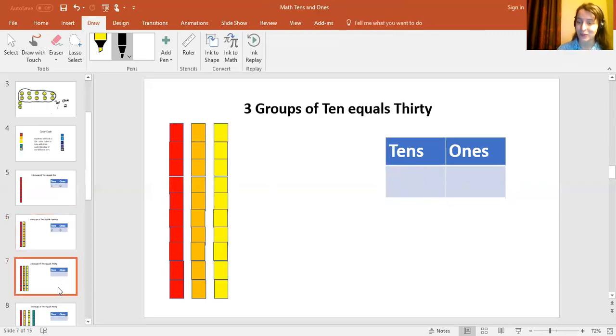Okay, so for the next one, let's see if you can do it. 3 groups of 10 equals 30. So 1, 2, 3. Okay, so 3. So again, the tens place is 3. And the ones, of course, would be 0 because we do not have any left over. For the next one.